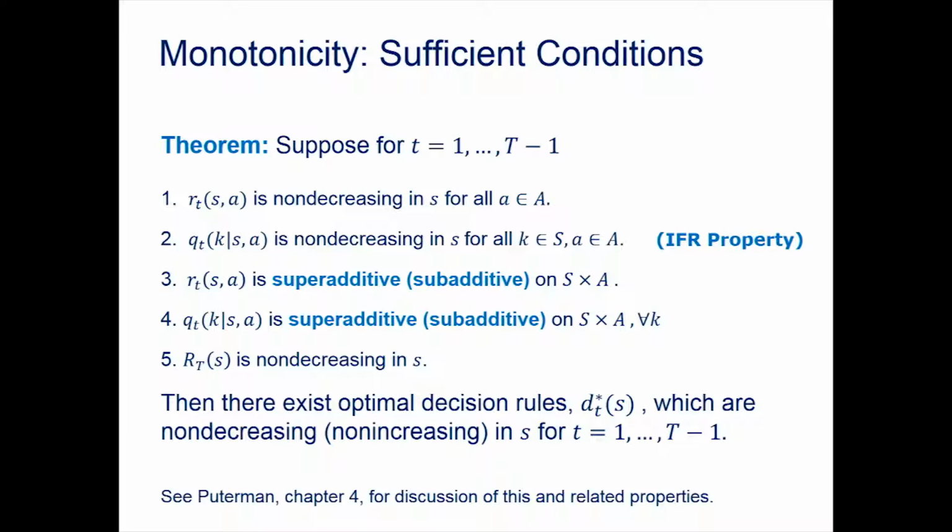So the IFR property is the increasing failure rate property. And in words, it would say that the worse your health state, the more likely it is to get worse. Okay, so as you end up in worse health states, the probability of moving to a worse health state gets higher. And so this is a property on the transition probability matrix. It's very easy to verify. The question is, does it exist?